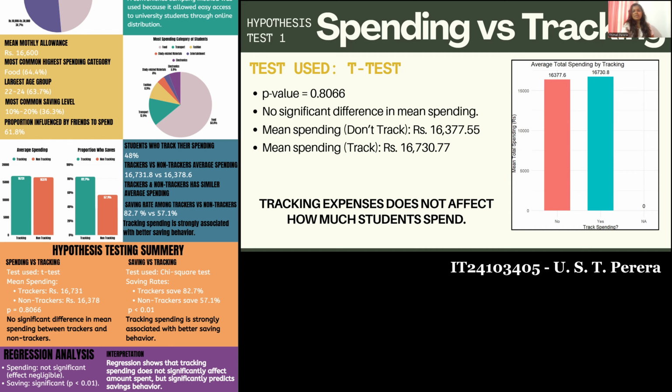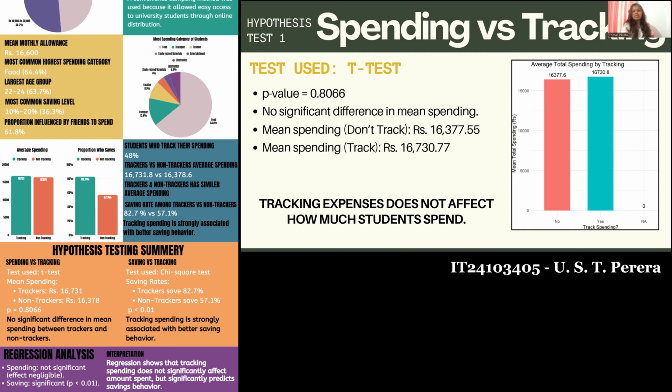Because this p-value is so high, we failed to reject the null hypothesis. So, our conclusion here is that tracking expenses does not significantly reduce monthly spending. In other words, even though some students track their budget, their final spending amount is almost the same as those who don't.